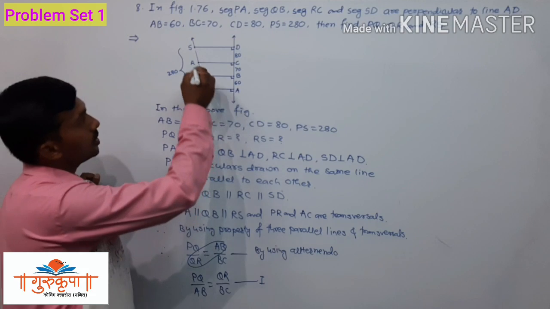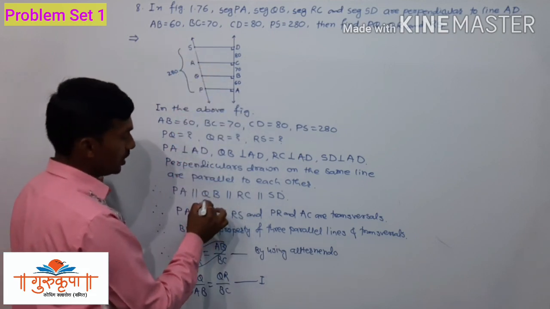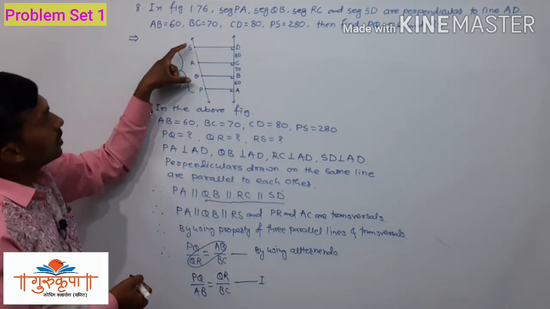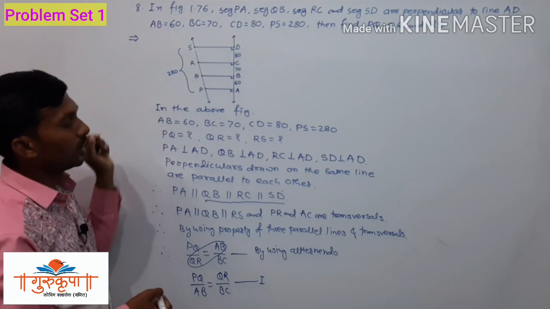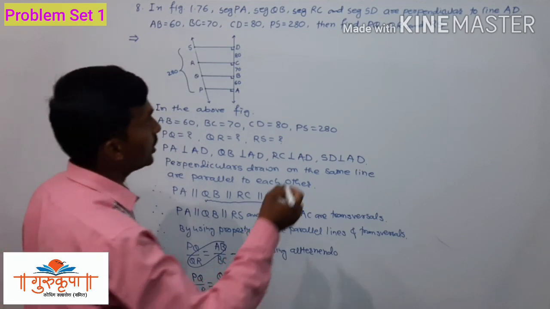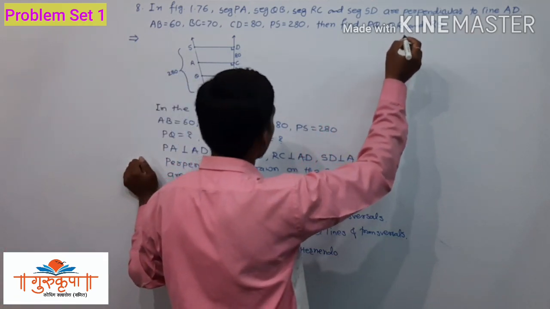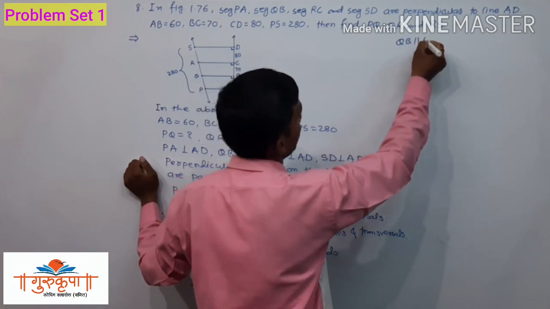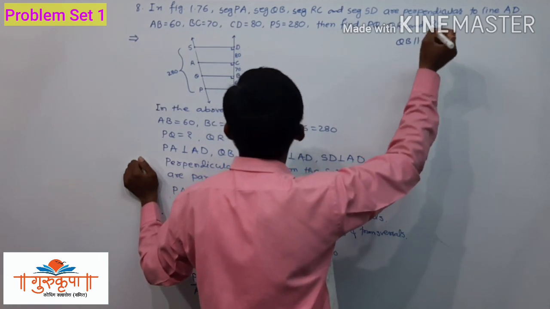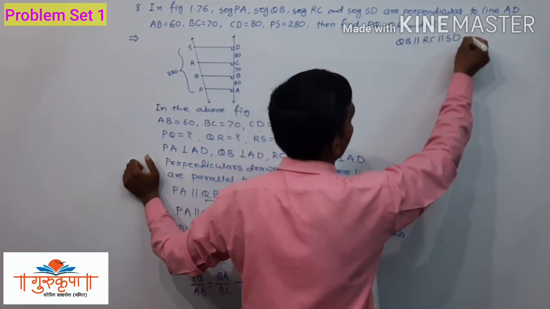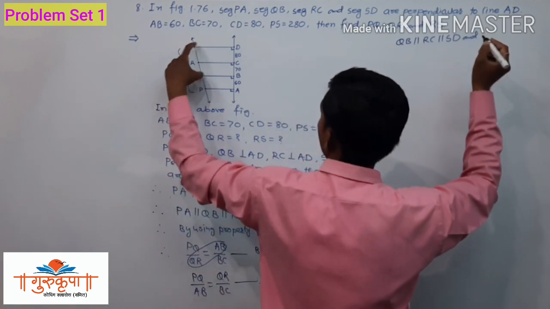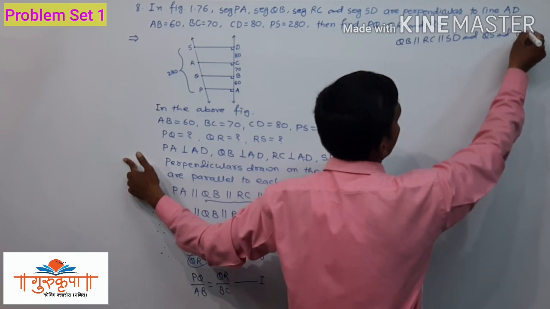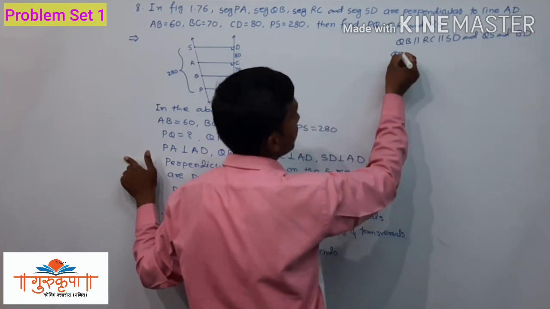Now we have to use these three lines: QB parallel RC parallel SD, and here QS and BD are their transversals. So we can write that part here: QB parallel RC parallel SD, and QS and BD are their transversals.